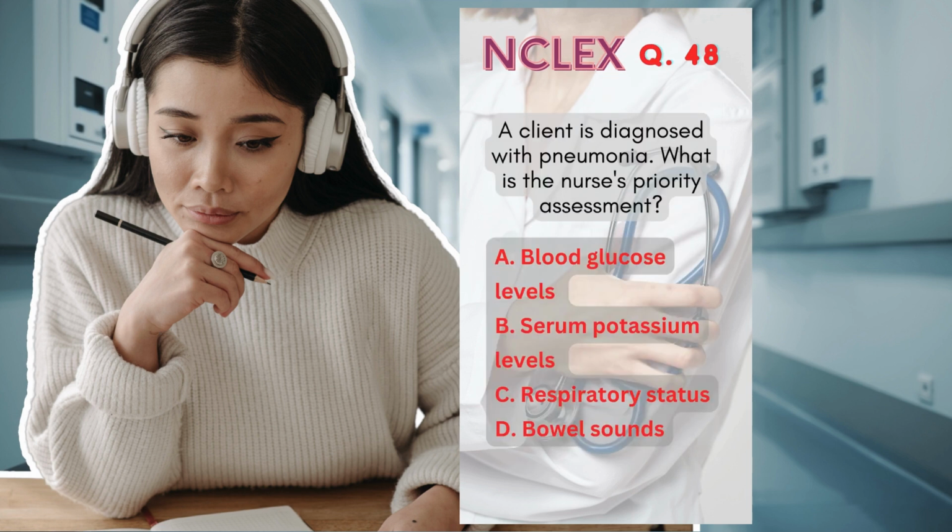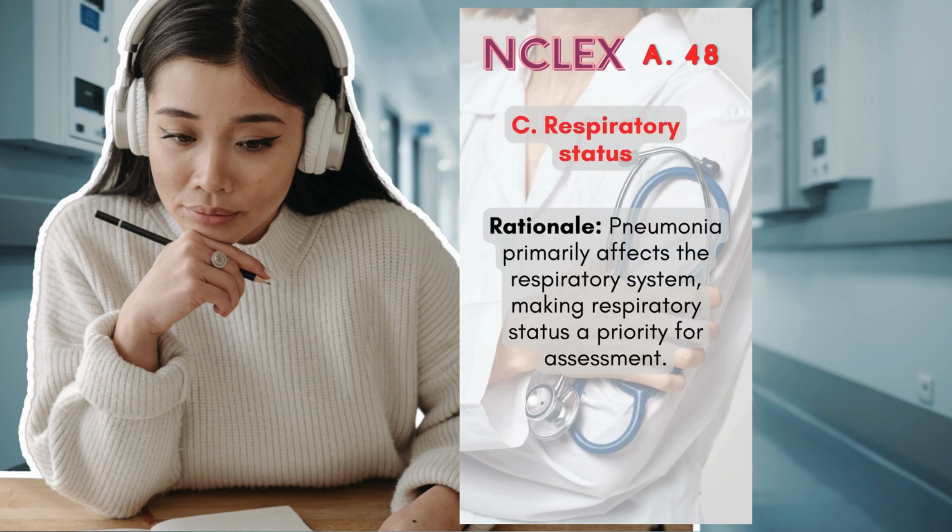Question: A client is diagnosed with pneumonia. What is the nurse's priority assessment? A. Blood glucose levels. B. Serum potassium levels. C. Respiratory status. D. Bowel sounds. Answer: C. Respiratory status. Rationale: pneumonia primarily affects the respiratory system, making respiratory status a priority for assessment.